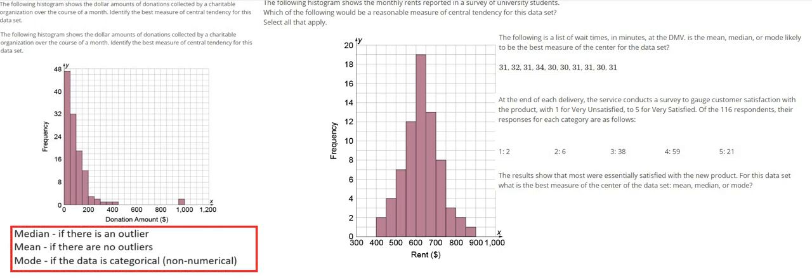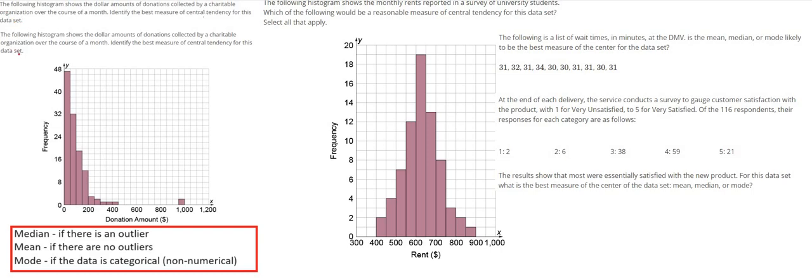So as a general rule, we're just going to follow the box there that I just highlighted. We're going to use a median if there is an outlier, the mean if there are no outliers, and the mode if the data is categorical, which means non-numerical, such as eye color, that kind of thing.